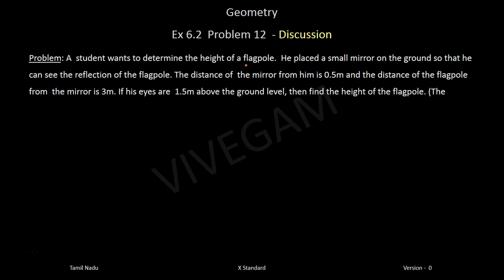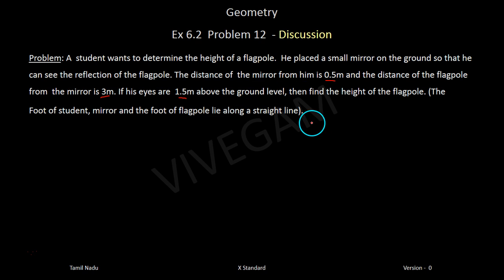The distance of the mirror from him is 0.5 meters and the distance of the flagpole from the mirror is 3 meters. If his eyes are 1.5 meters above the ground level, then find the height of the flagpole. The foot of the student, the mirror, and the foot of the flagpole lie along a straight line. It looks a little complicated. Let's draw a simple diagram.